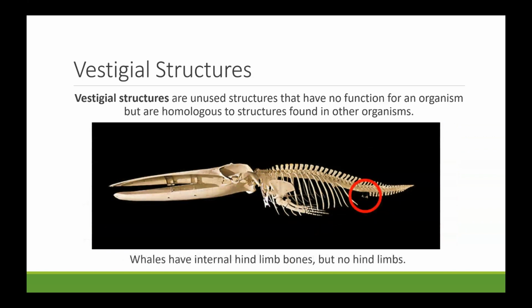Getting back to an example that connects to our paleontology discussion, whales have internal hind limb bones, but no hind limbs. So you can't see these bones from the outside, but if you were to dissect a whale, you would find that they have these tiny, non-functional bones for hind legs, which is an artifact of their evolution from a land-dwelling mammal, as we saw in the fossil record.